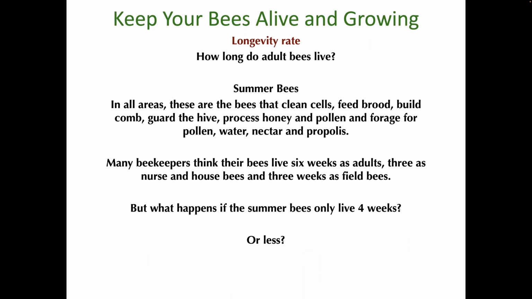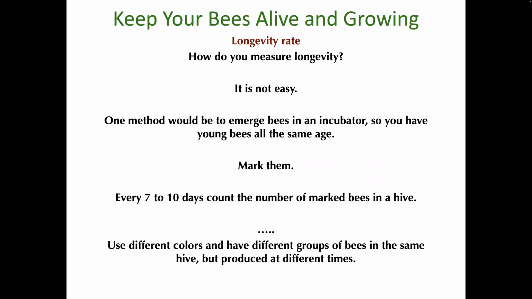Summer bees, the bees that your colonies are probably producing now, are the bees that clean cells, feed brood, build comb, guard the hive, and process nectar into honey and pollen into bee bread. They're going to eventually forage for pollen, nectar, water, and propolis. Many beekeepers think the bees live 6 weeks as adults, 3 as nurse bees and house bees, and 3 weeks as field bees. But what happens if the summer bees only live 4 weeks or less?